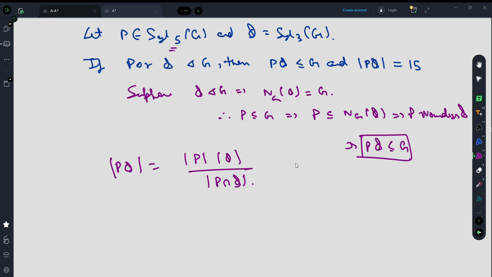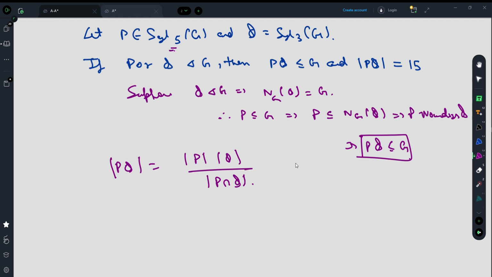Moreover, what is the order of PQ? It's given by the order of P times the order of Q divided by the order of P intersection Q. But observe that P is a Sylow 5 subgroup. It has order 5, right? Q is a Sylow 3 subgroup. It has order 3. So the intersection happens only at the identity element, right?